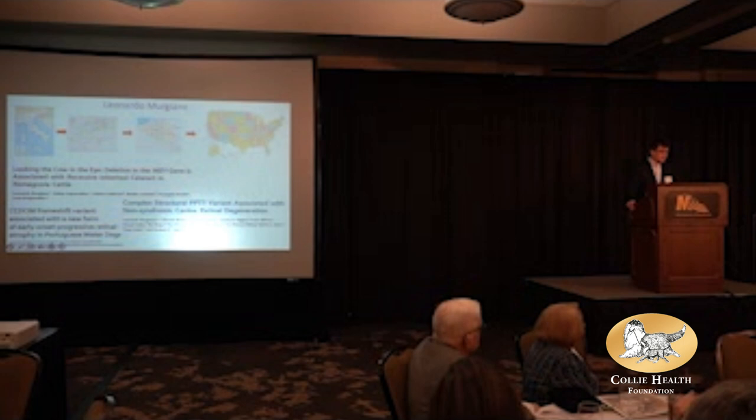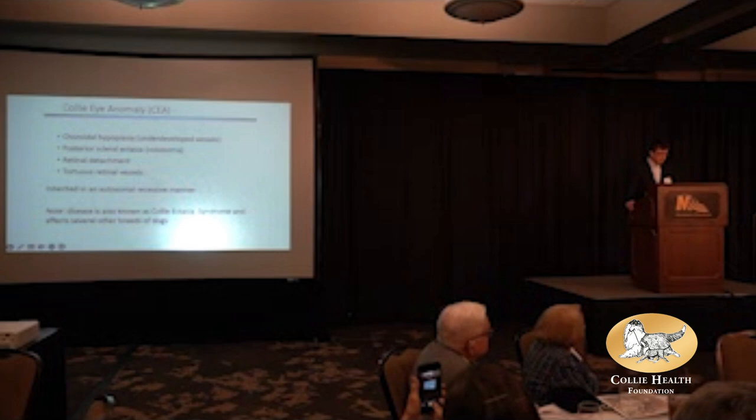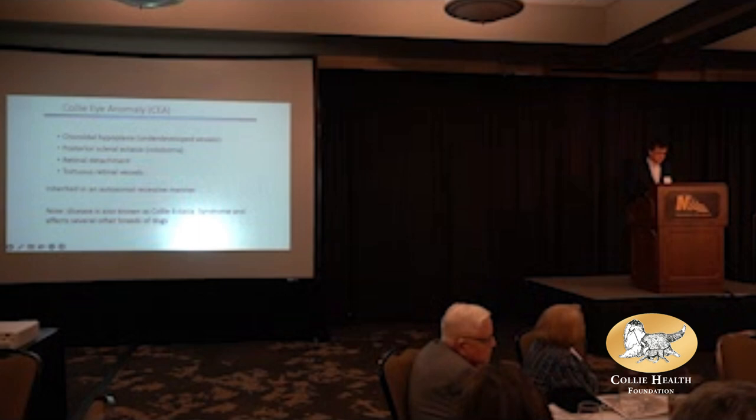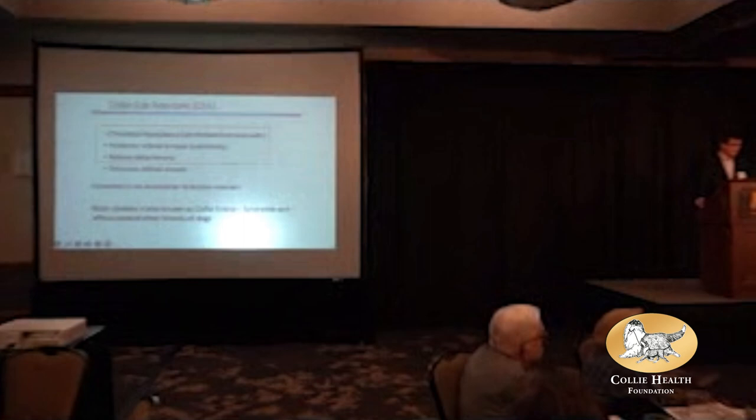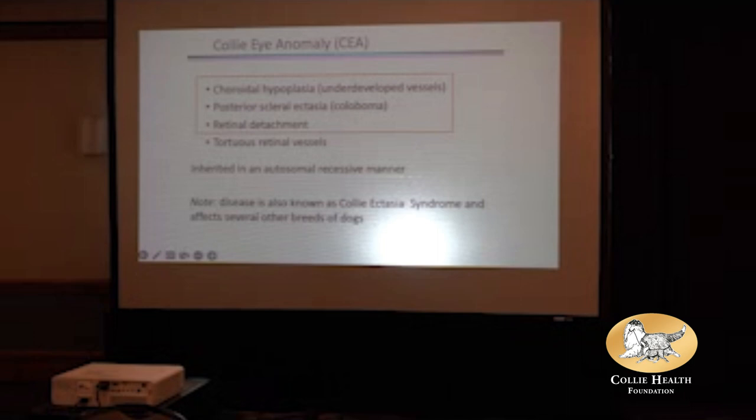So let's start with the meat, with the Collie anomaly. What is Collie anomaly? It is a layered inherited disease that affects several parts of the eye. The main components are choroidal hypoplasia, which is ubiquitous in all the cases, posterior scleral ectasia and coloboma, and also the chance of retinal detachment. The older definition of Collie anomaly also included tortuosity in the retinal vessels, but these don't belong to modern definitions.